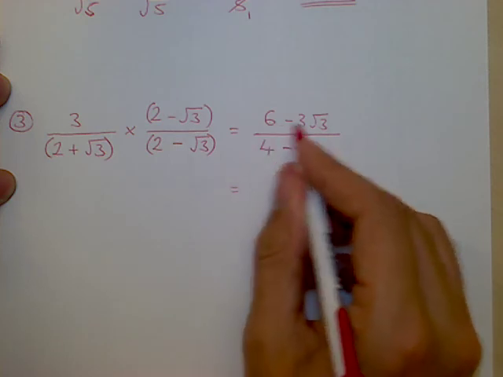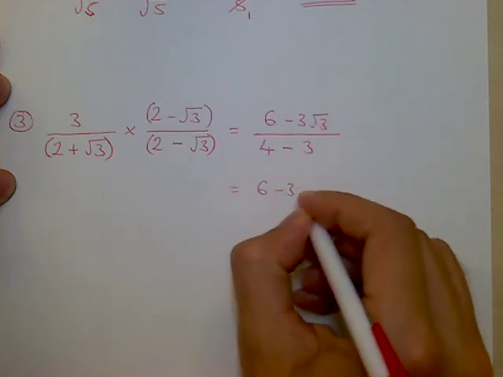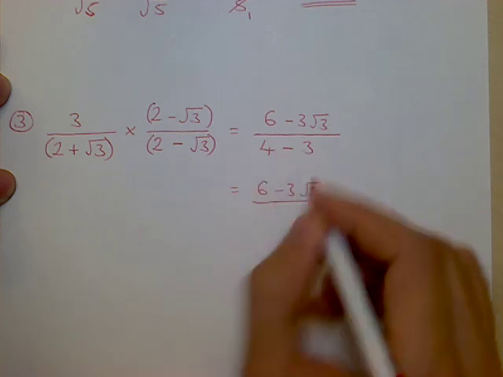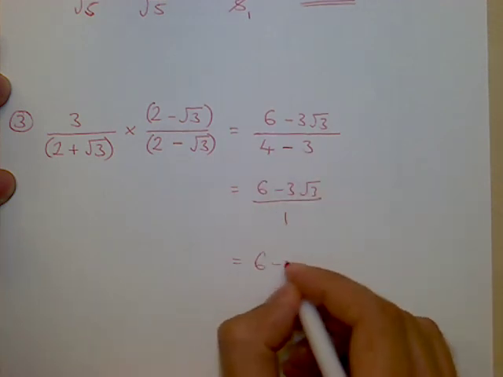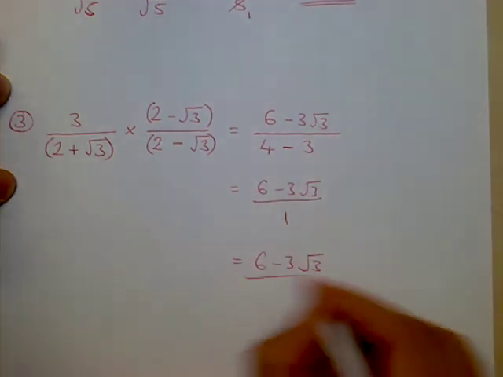What does that leave me with? 6 minus 3 root 3 on the top. On the bottom, 4 take away 3, that's just 1. So I've got 6 minus 3 root 3.